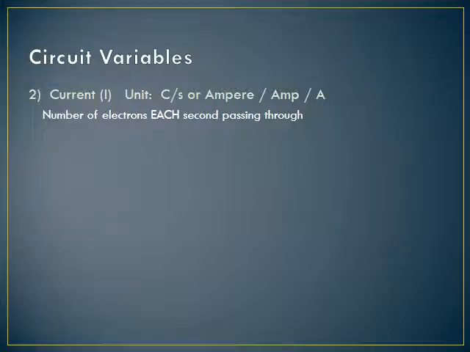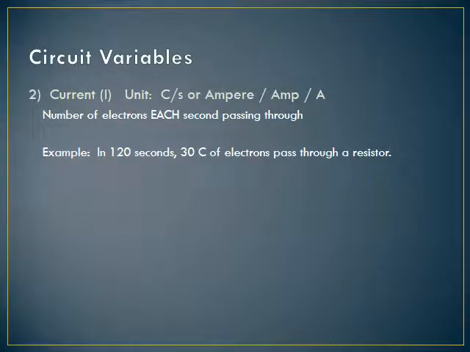Of course, you'll recognize that a coulomb is, again, the unit of charge, and a second is time. So current is defined as the number of electrons each second that are passing through a location. For example, in 120 seconds, 30 coulombs of electrons are passing through a resistor, which means the current is going to be 30 coulombs per 120 seconds, which simplifies down to 0.25 coulombs per second, or 0.25 amps.